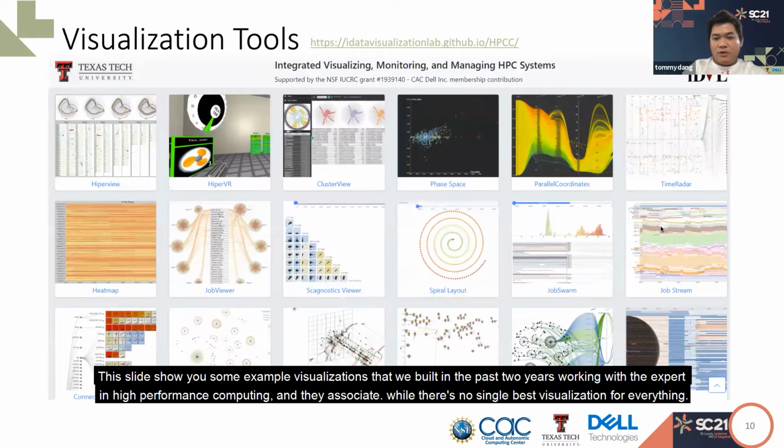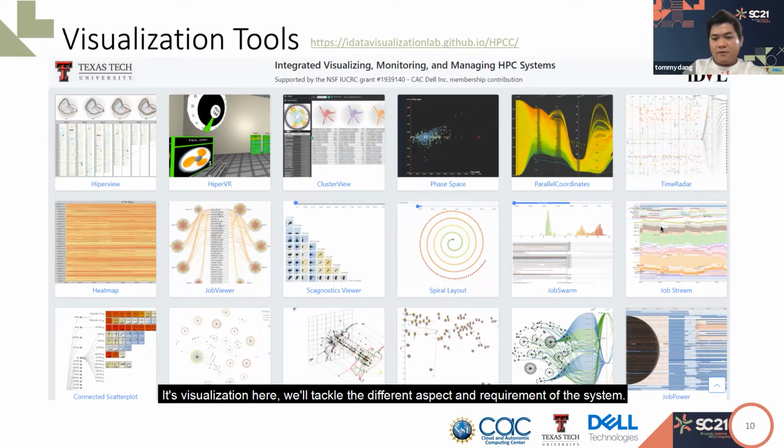This slide shows some examples of visualizations that we built in the past 2 years working with experts in high-performance computing and their associates. There is no single best visualization for everything. Each visualization here tackles a different aspect and requirement of the system. In this presentation, we will demonstrate a subset of these visualizations. My PhD student Ngân Nguyen will show you the selected visualizations in the next slides.